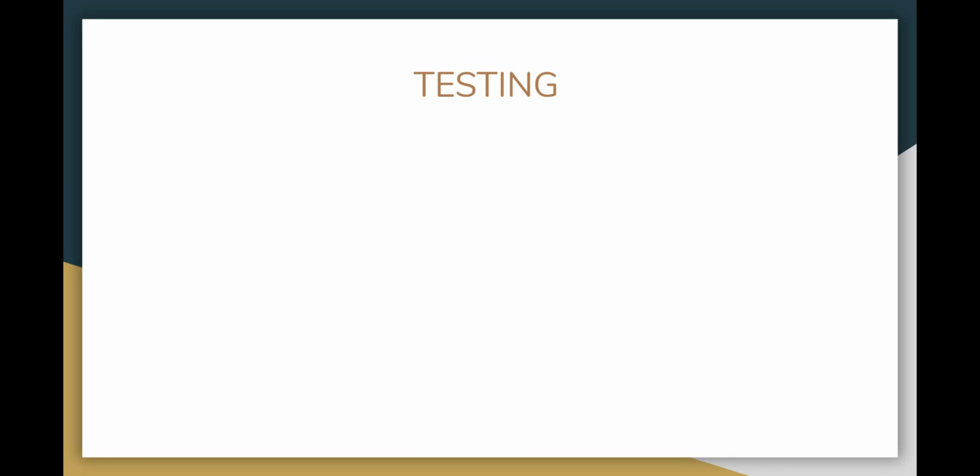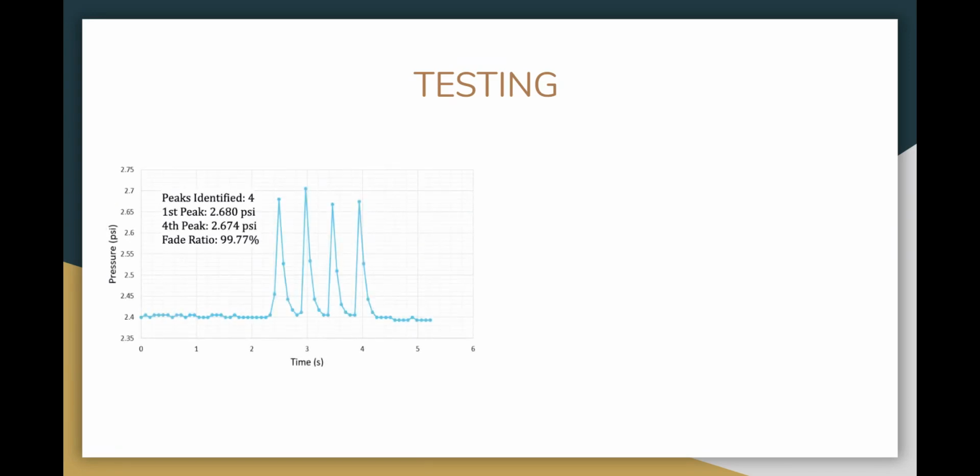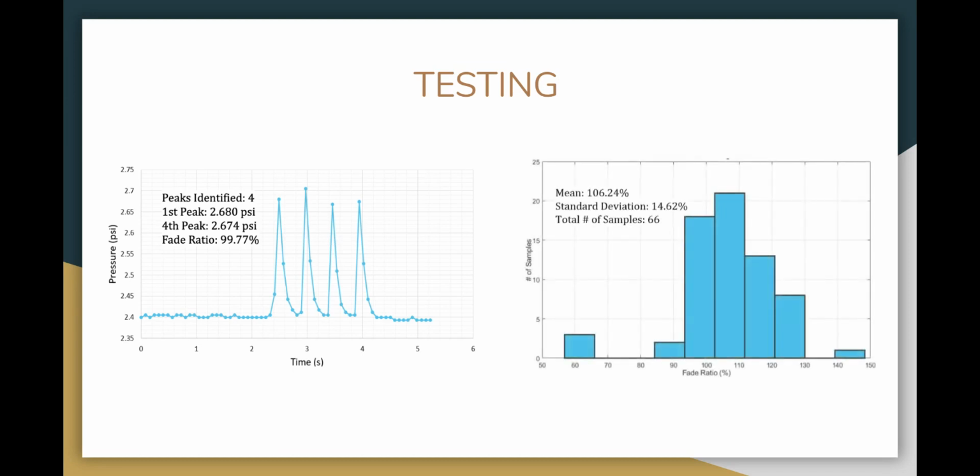We tested the device with 25 university students. We aimed for 3 trials per person. Even though we fell short on that, as we discuss shortly, we got 66 samples. You can see a sample graph on this picture. There are 4 twitches because the university student was conscious, and a fade ratio of 99.77%, which is very close to 100%. On the right, you can see all of our sample data.